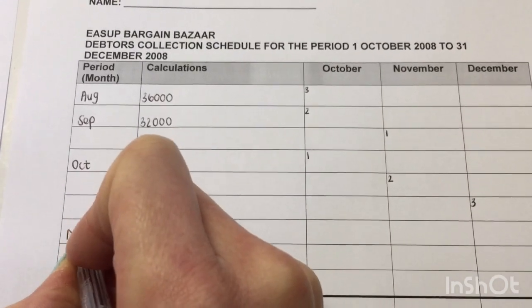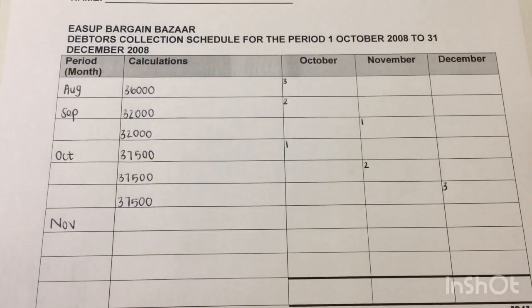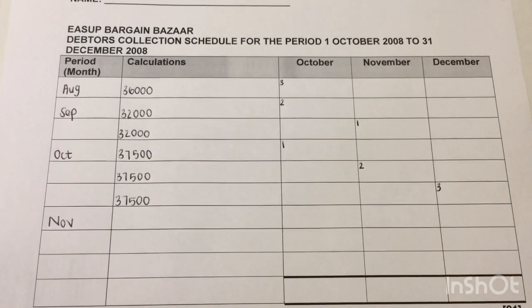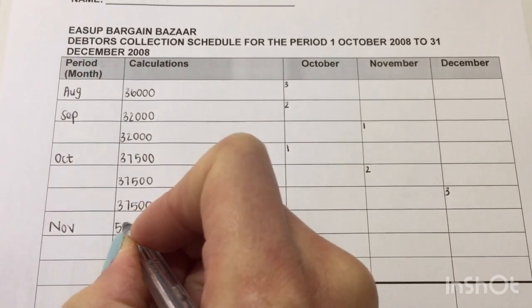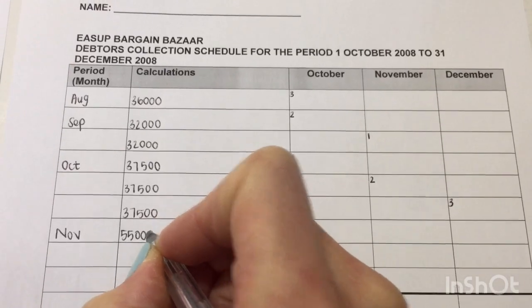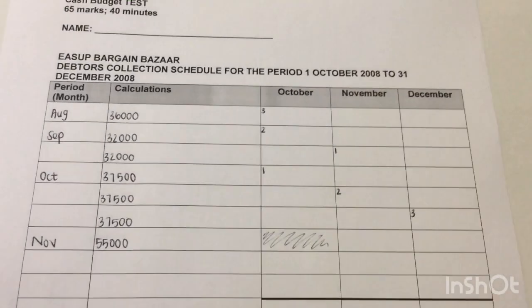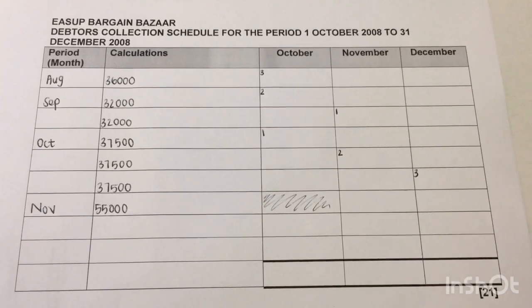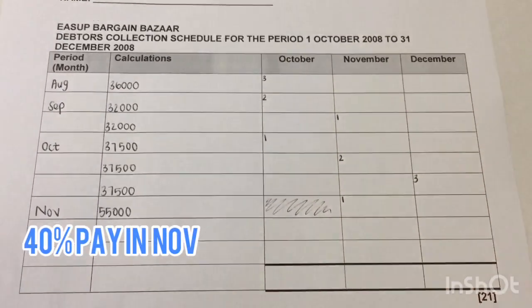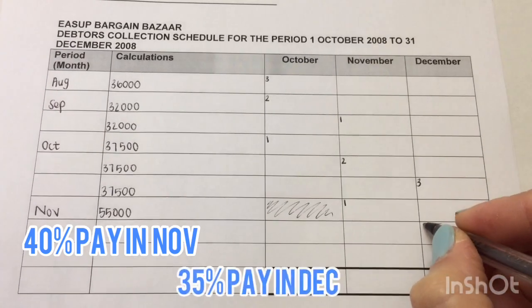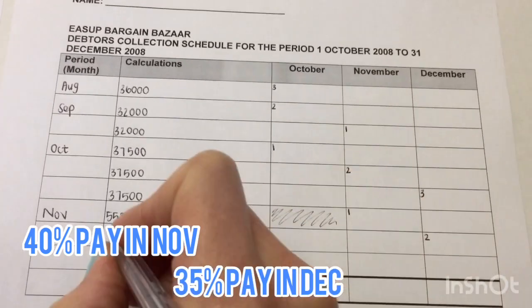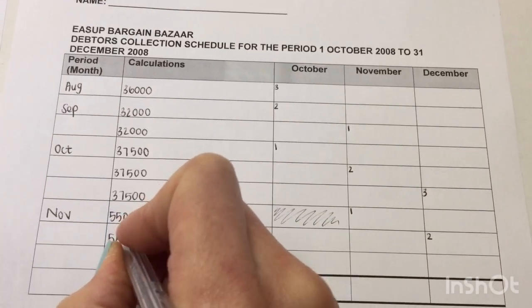And then we go to November. Now for November, the credit sale amount was 35,000 Rand. I cannot use the October column because it's a November sale. So 40% will pay in the month of the sale, which is November, and 35% 1 month later in December.